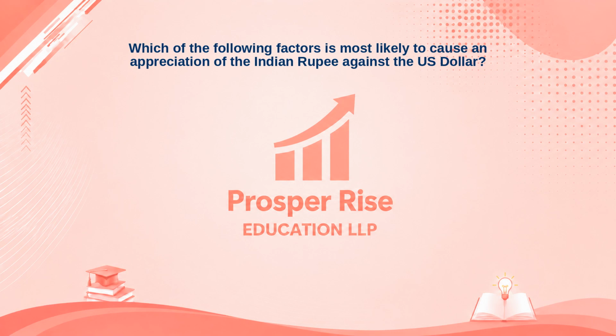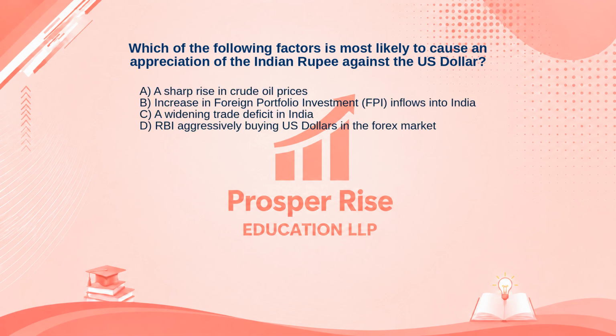Which of the following factors is most likely to cause an appreciation of the Indian rupee against the US dollar? Here are your options. A. A sharp rise in crude oil prices. B. Increase in foreign portfolio investment FPI inflows into India. C. A widening trade deficit in India. Or D. RBI aggressively buying US dollars in the Forex market.